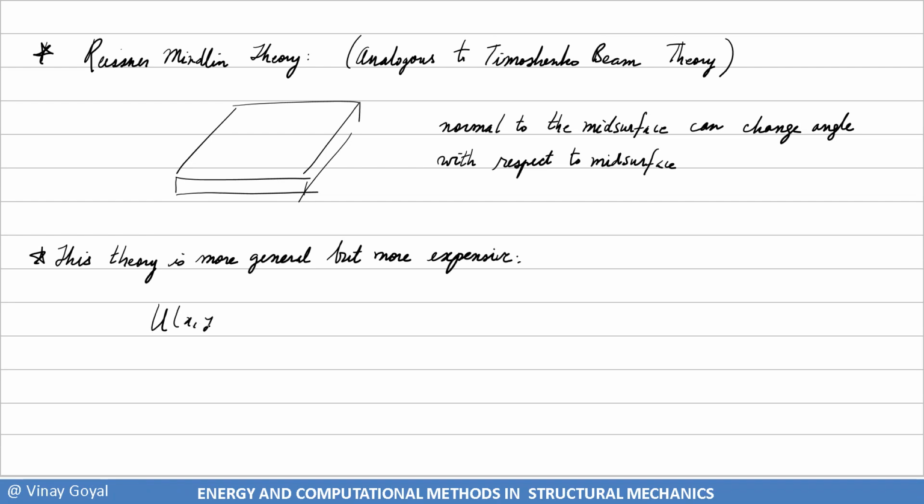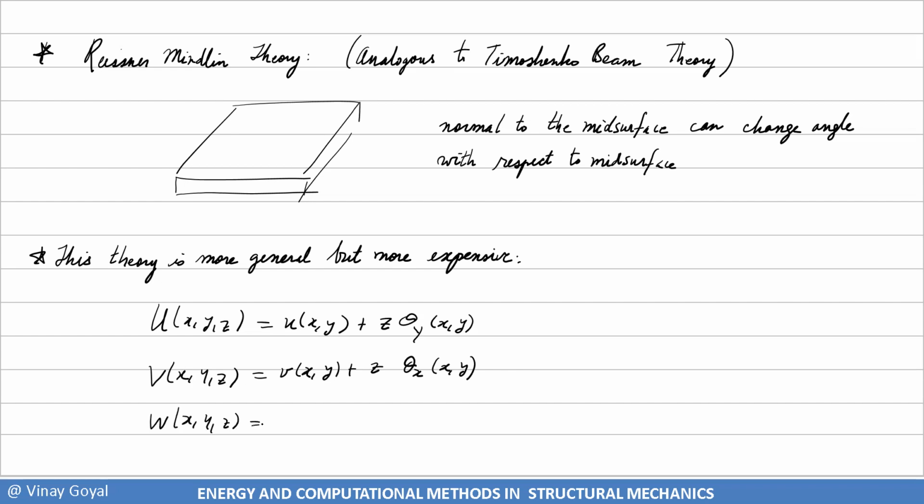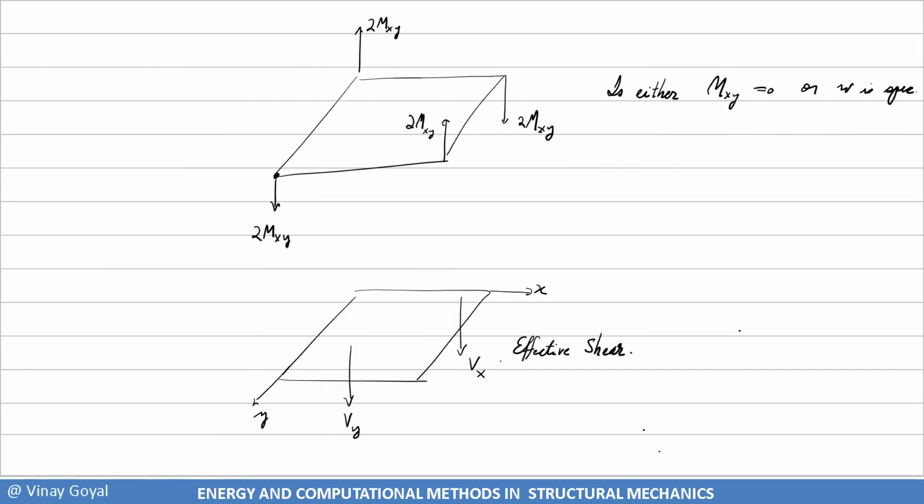So the deflection is u(x,y,z). These ones, 1, 2, 3, 4, 5, these are the 5 unknowns now, while in Kirchhoff theory, there are only 3 unknowns, which are u, v, and w. So this is a more expensive theory, of course.